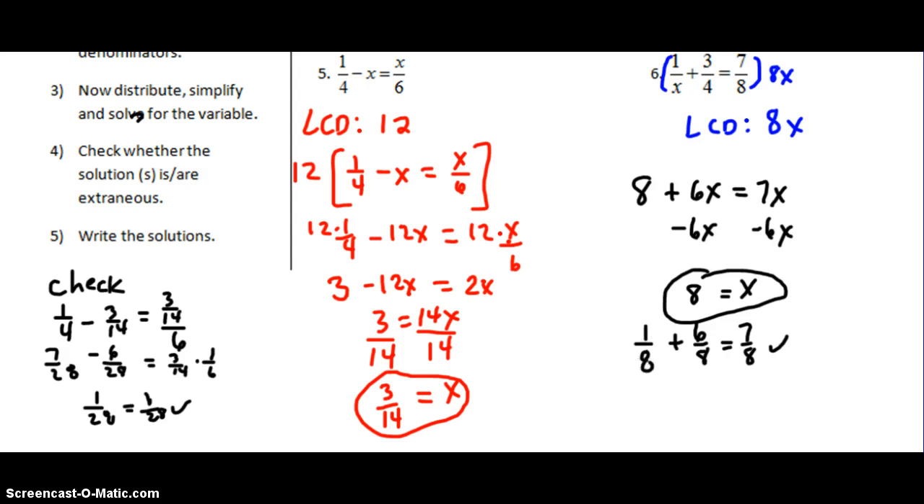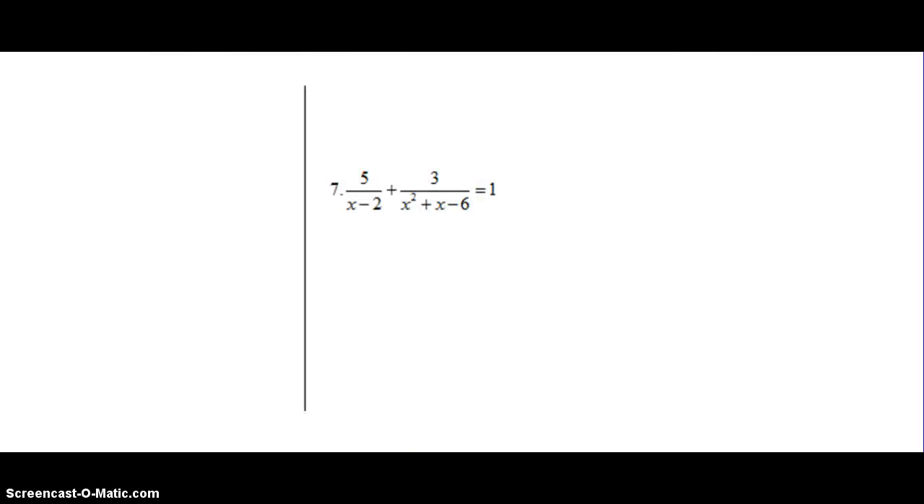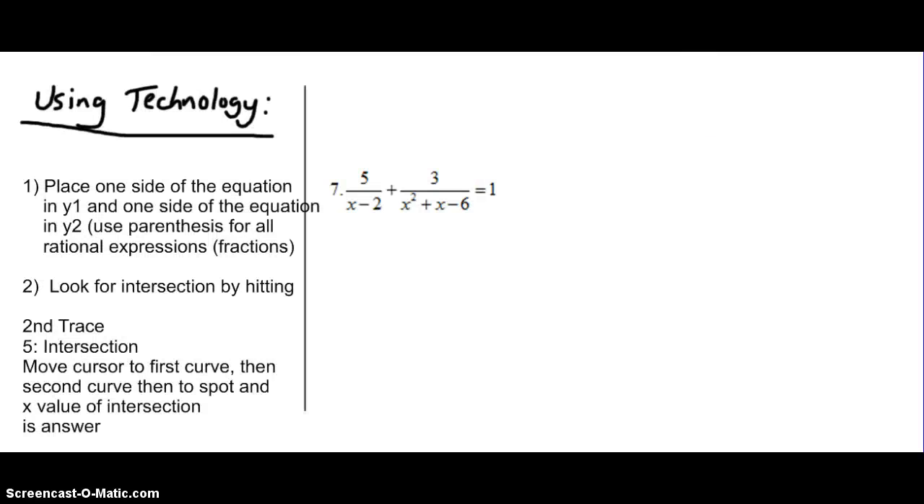Okay, there's one other way to try these problems, and that's using technology. So I want you to go ahead and write down these steps for using technology when you're solving rational expressions in equations. You can use it for solving any equation or systems, but go ahead and start by writing down these steps. Alright, so this problem could also be done by factoring this denominator, finding the common denominator and then clearing the fractions, but I want to show you how to use technology as well.